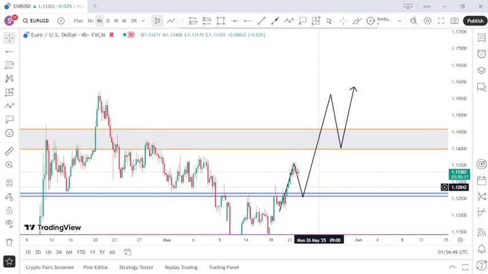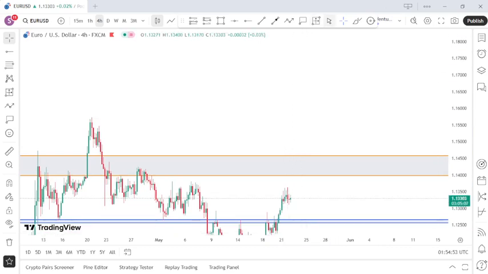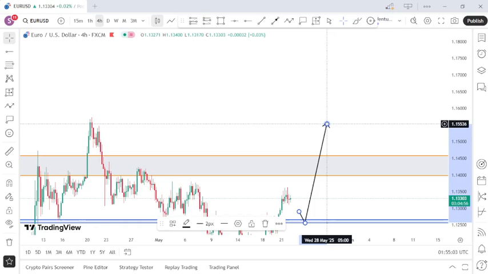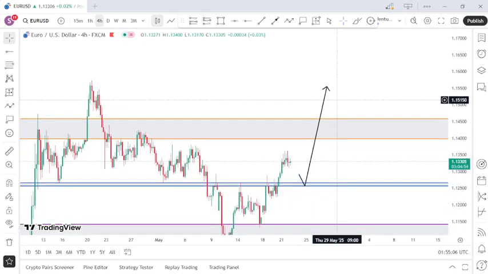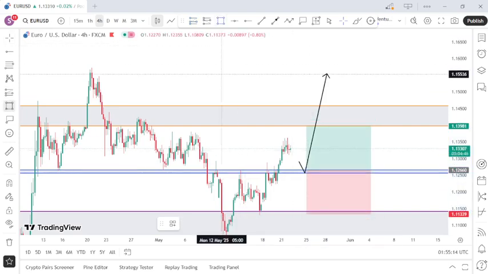So on Euro USD, we are going to be waiting for a retest all the way to the 4-hour breakout zone, a confirmation, then we pick our entry all the way to the upside on Euro USD. So on Euro USD, anticipate a buy which you will be taking very soon.